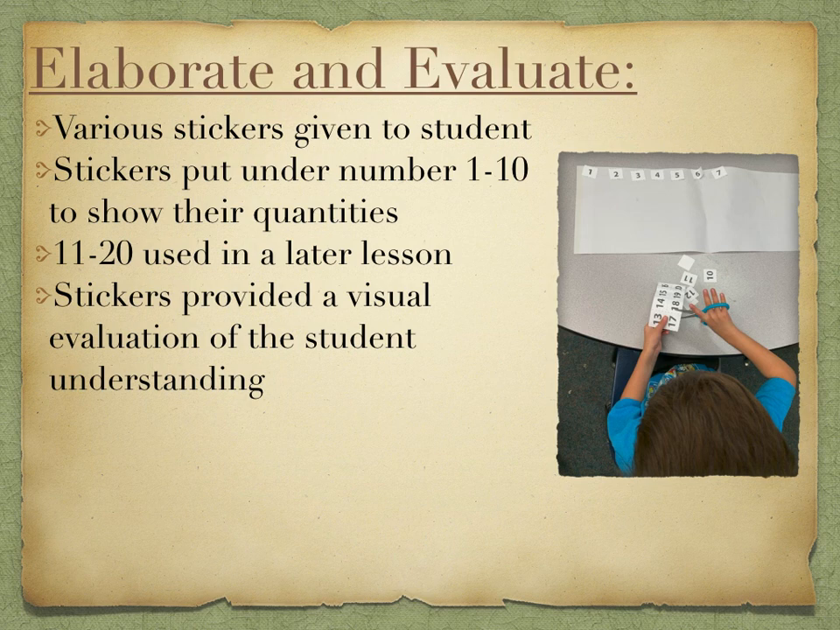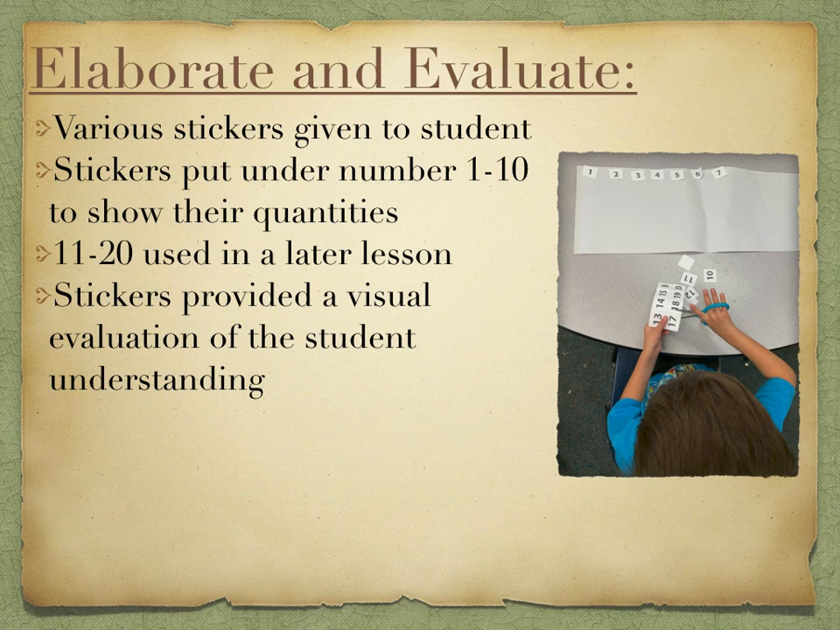So we were only able to do numbers 1 through 10 with the stickers, but next lesson we were going to use the 11 through 20 to add the stickers on there. The good thing about the number line and the stickers is that it also provided a visual evaluation of the student's understanding. So I gave him the stickers and I let him go with the activity.